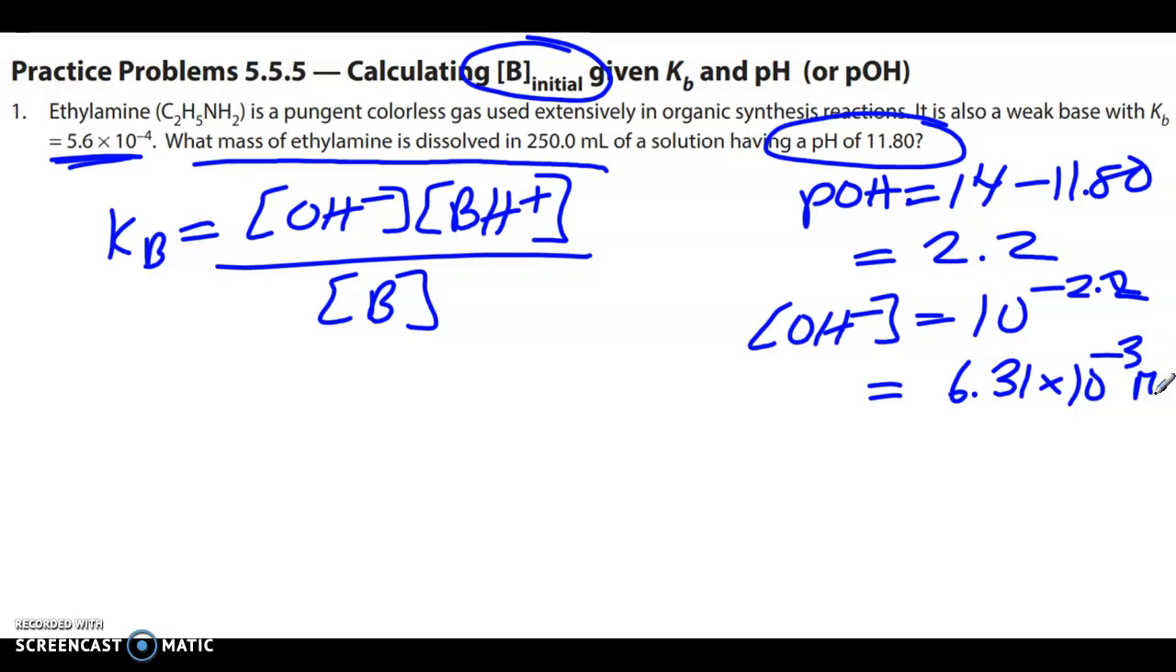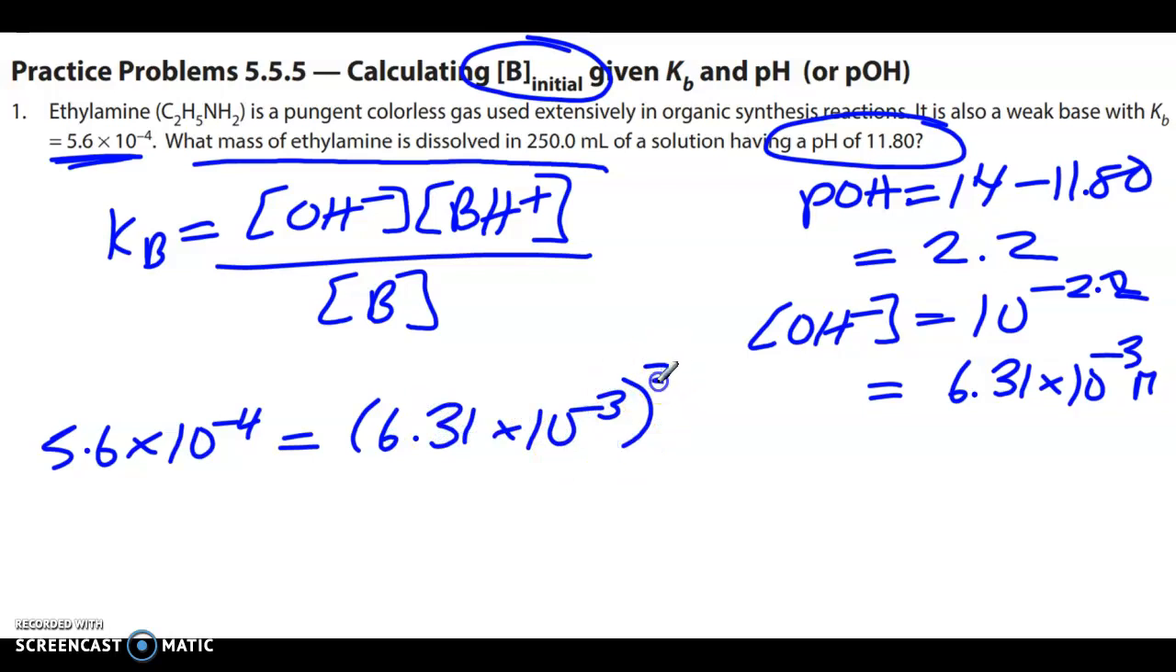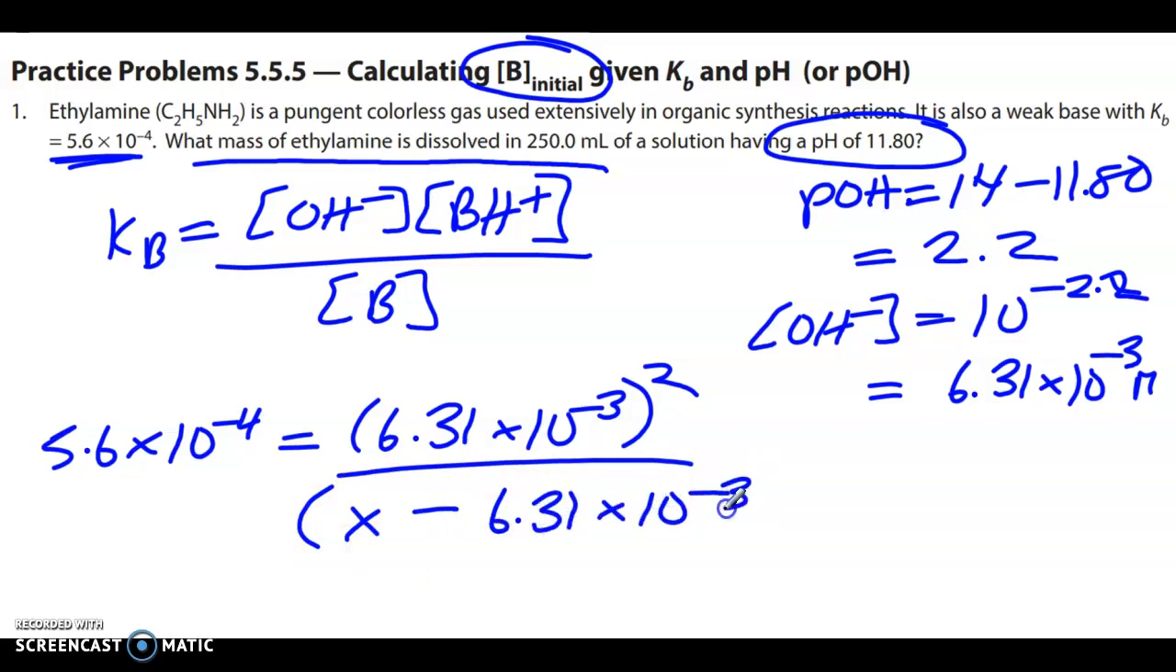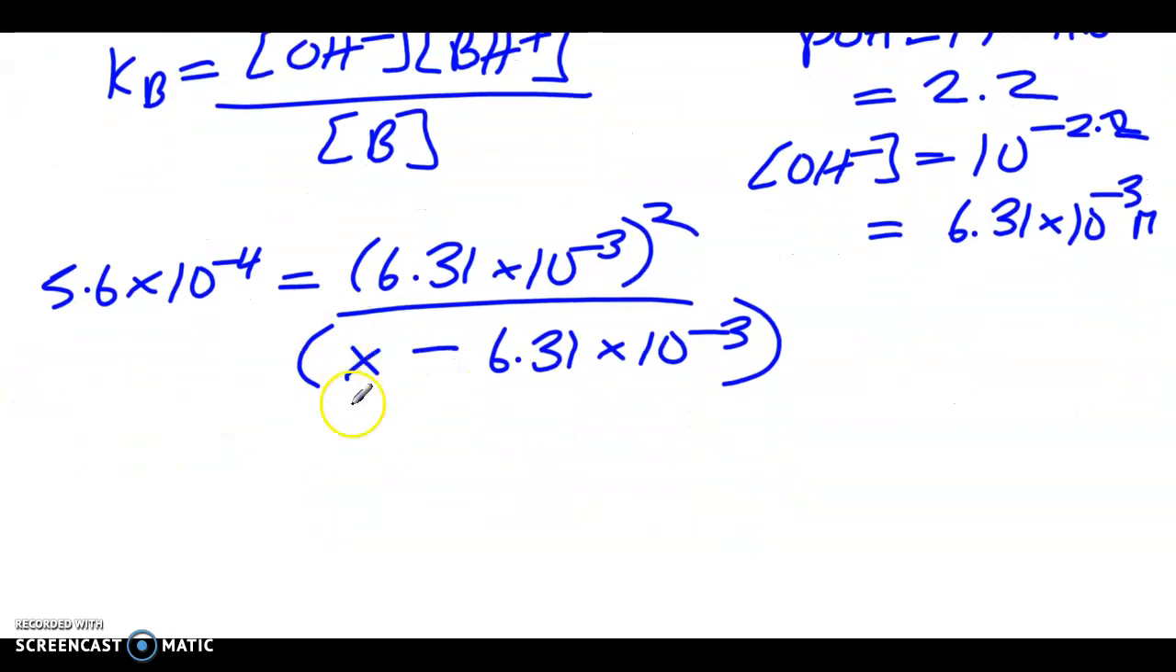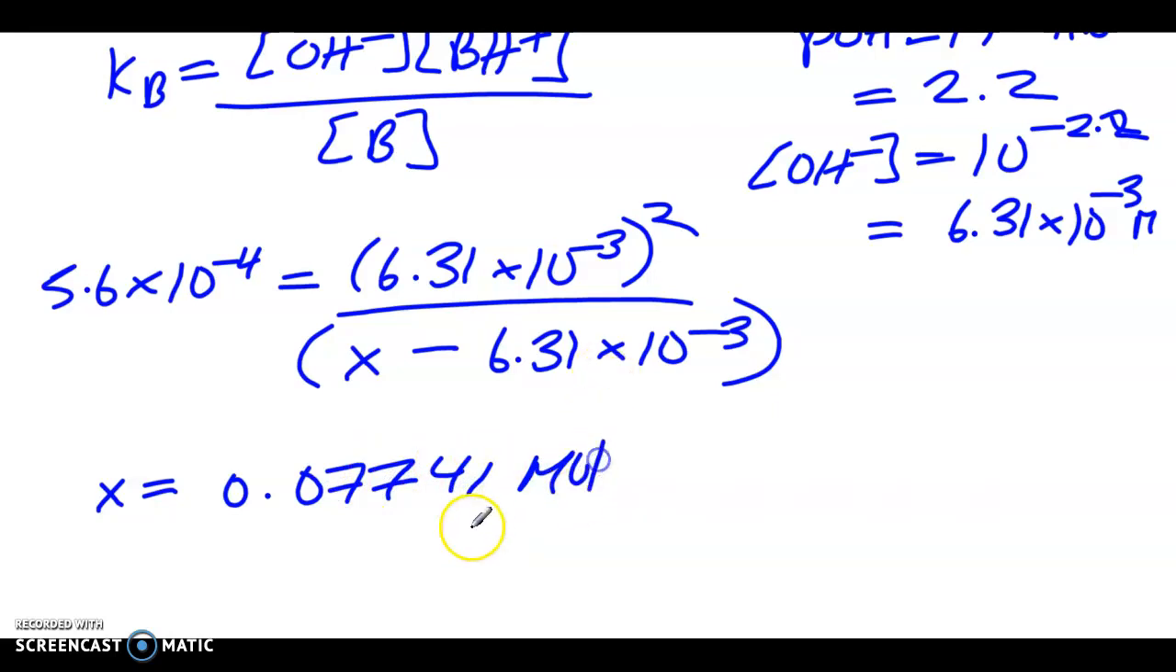The process is very similar, so I'm not going to go over this in depth, but this is essentially what our usual x is, right? So 6.31 times 10 to the negative 3 squared, over x, being our initial concentration minus that. We want our initial concentration for our base. So our x value here ends up being 0.07741 moles per liter. Let me write this out in full.